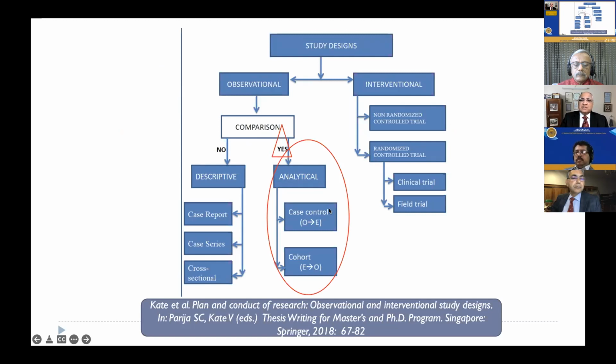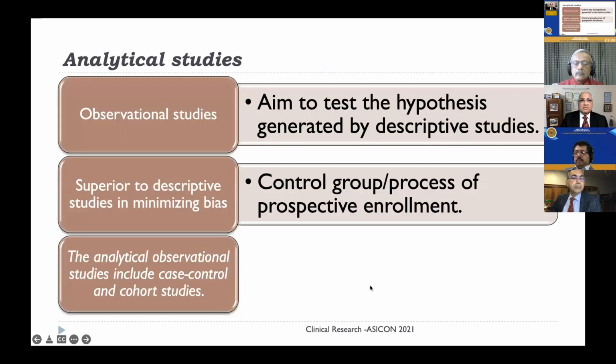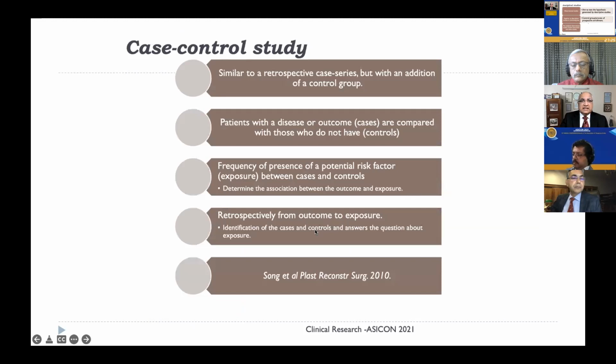We have the case control study, from outcome to exposure, and we have the cohort study, from exposure to outcome. So we'll see some examples and the advantages. When it comes to a case control study, as I said, we have a control group. Basically, we classify these as a retrospective case series where we have the outcome: we take patients with disease and without disease, and try to find out the exposure, which is usually classified as risk factors.